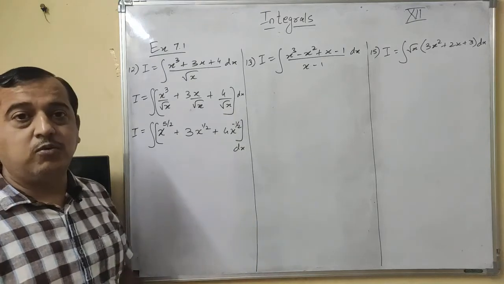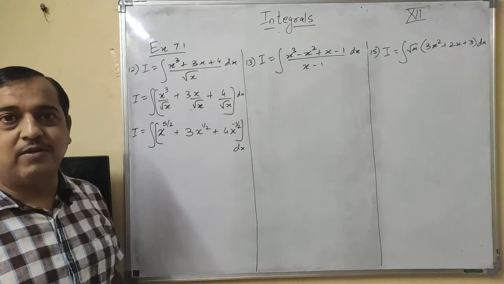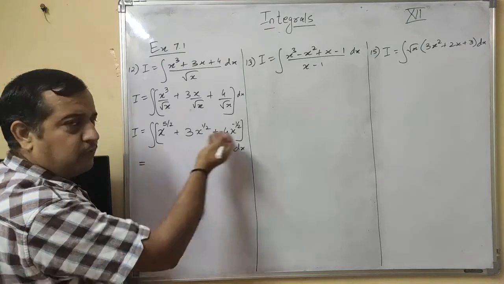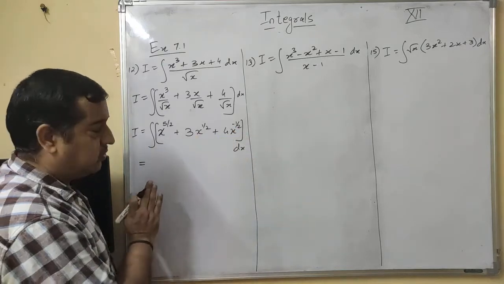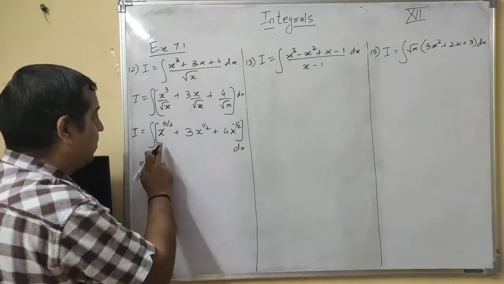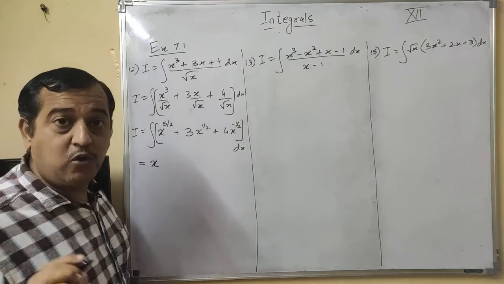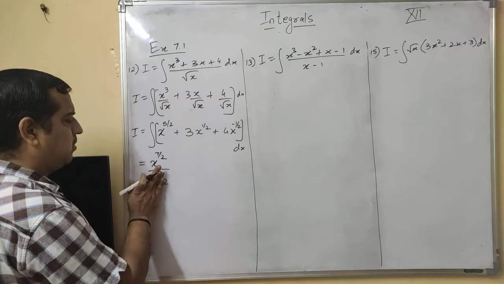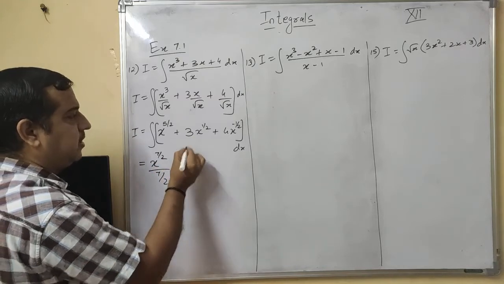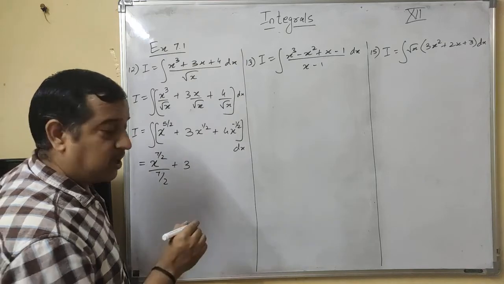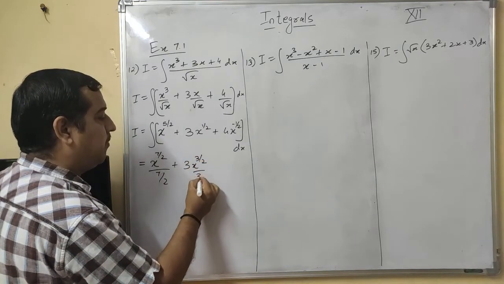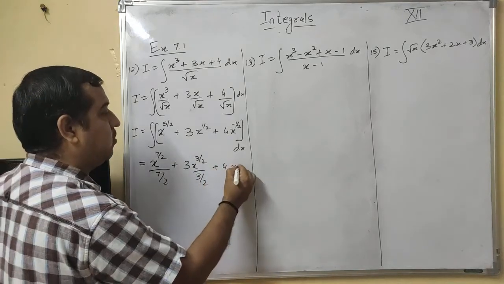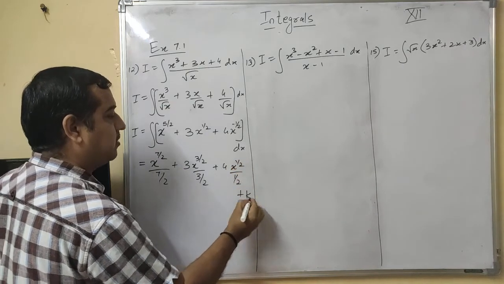In all three cases, you will use the formula integral x raised to n gives you x raised to n plus 1 upon n plus 1 plus constant. So if you want, you can separate. You can take the integrals outside, constants outside. But if you want, you can solve directly. For this, you will get x raised to 5 by 2 plus 1 means 7 by 2 divided by 7 by 2, plus 3 times x raised to 1 by 2 plus 1, that gives you x raised to 3 by 2 upon 3 by 2, plus 4 times x raised to minus half plus 1 means x raised to half upon half plus constant.